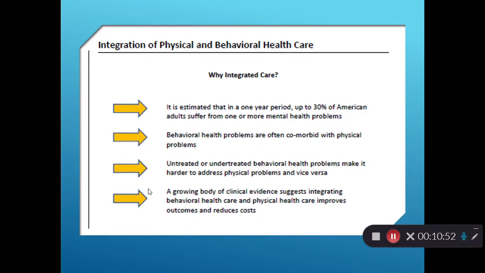So start with why we want integration of care anyway. Let's think about this. Do you think it's possible to have a chronic or acute or terminal medical illness and it not impact your mental health? Do you think it's possible to have severe mental health issues like depression that is disabling and it not impact your physical well-being?